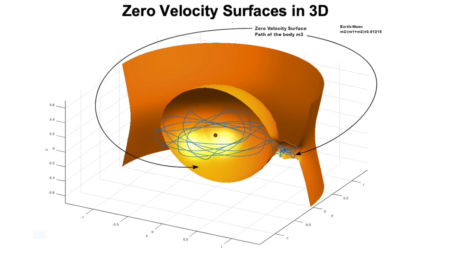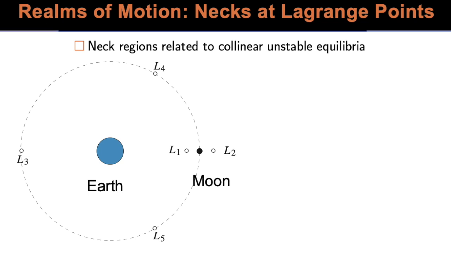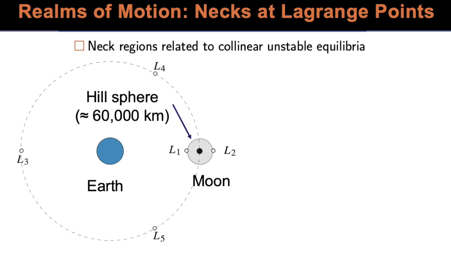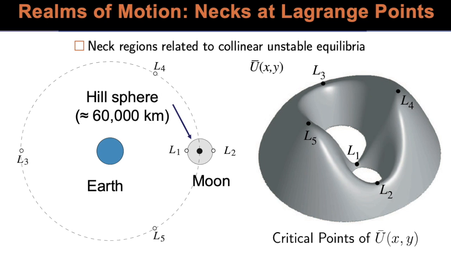Those neck regions that we're opening up in cases 1 through 4 are related to what are called the collinear equilibria. That's L1, L2, and L3. Another thing to note is that there's something called the Hill sphere, and this is roughly the sphere of influence of the moon. And it's about 60,000 kilometers, and basically is a sphere with the same radius as L1 and L2, which are about equal distant from the moon. Notice that these points are critical points of this potential energy surface.